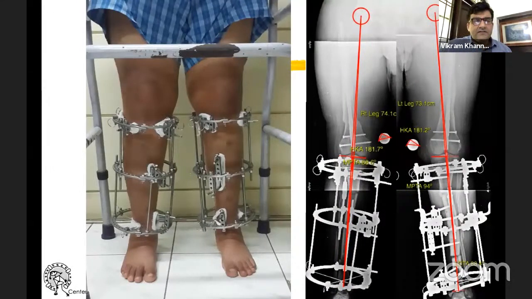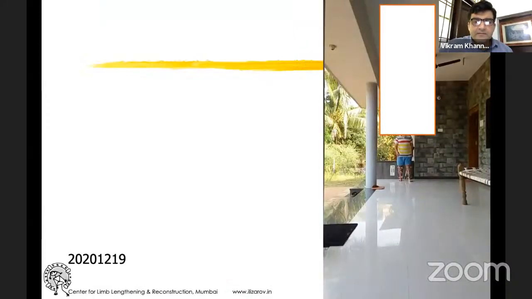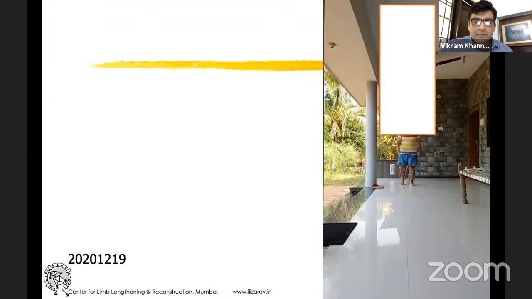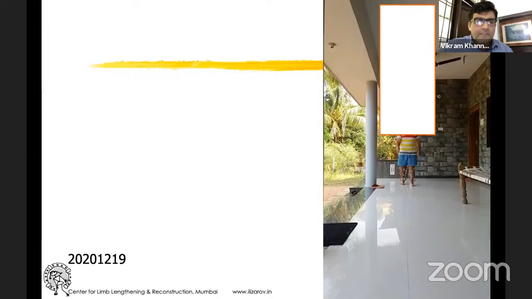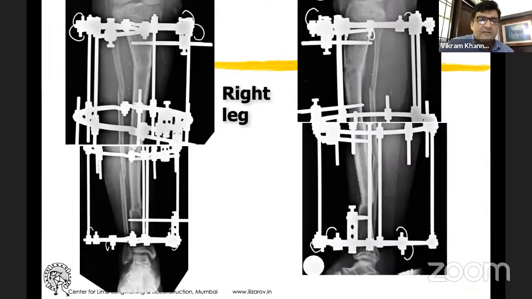Here we see once all the deformities were corrected, we took a full-length X-ray and then changed to straight rods. This is the patient walking comfortably with both the tibial frames, and this is 11 months post-operative time. The frame was kept on a little bit longer because the patient was outstation, and due to corona, he was not willing to travel and come to the hospital sooner.